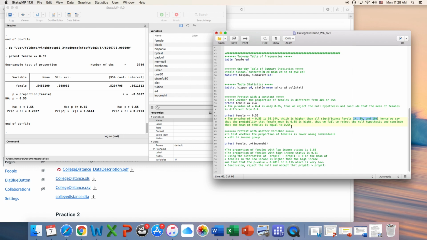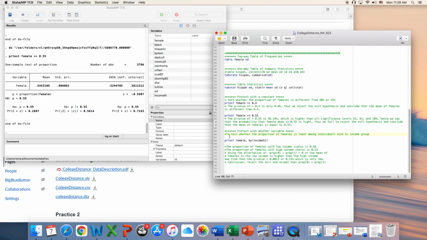So you can repeat this with any other variable, actually. Here I'm doing it on female, but you can do it with any other variable. How about if I'm doing two variables? This is called the pretest with another variable, so two variables together. So to test whether the proportion of females is lower among individuals in the high income group, let me put this in one sentence so it won't confuse you.